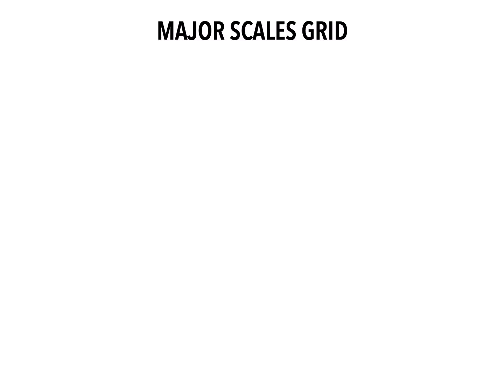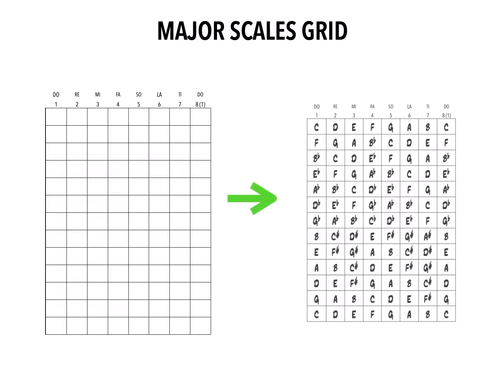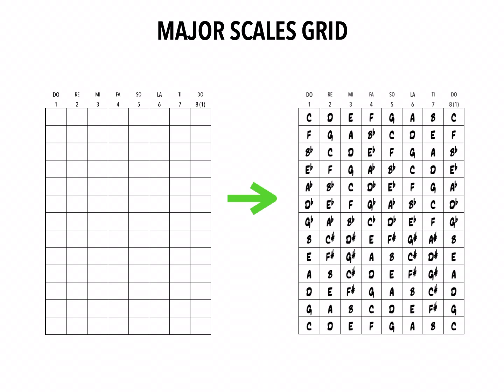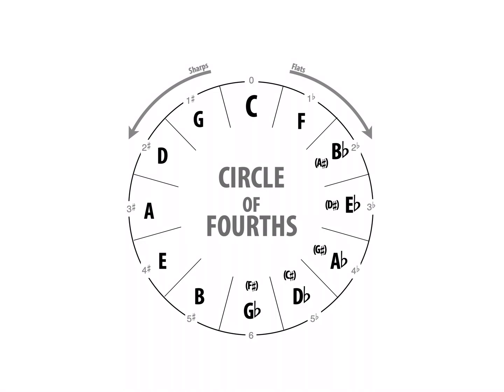In this video, we're going to take the major scale grid and take it from blank to filled in so that you can have all 12 major scales that you can learn and play on any instrument. We're also going to need this thing called the circle of fourths.